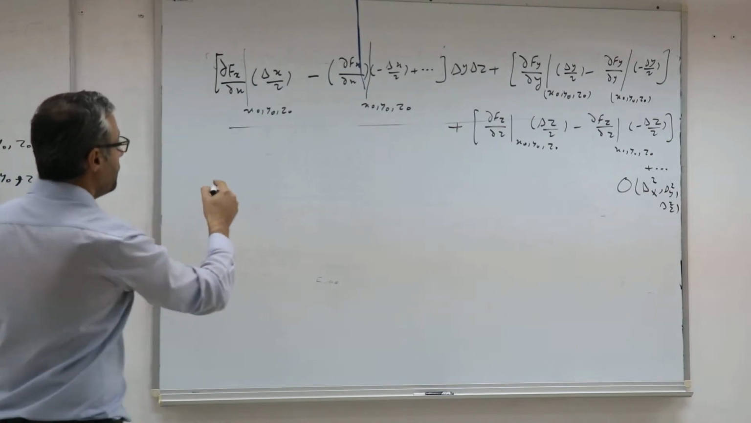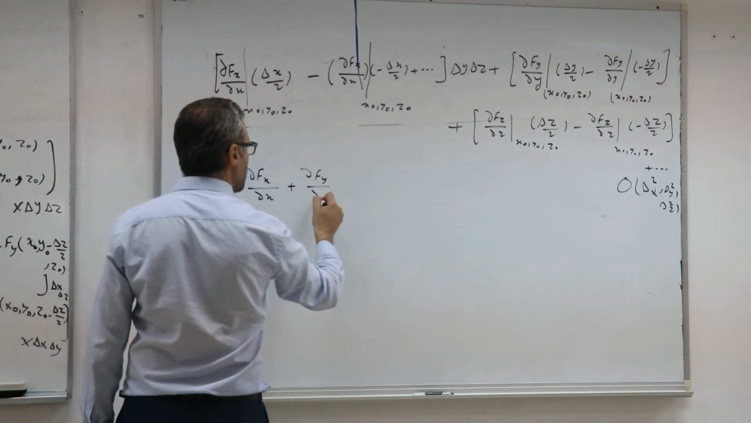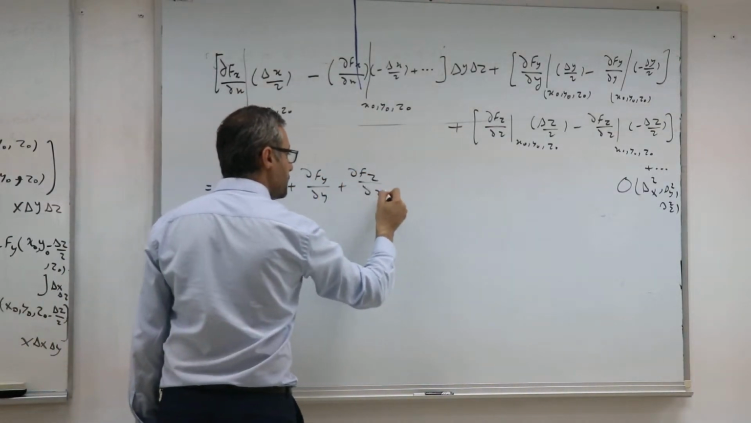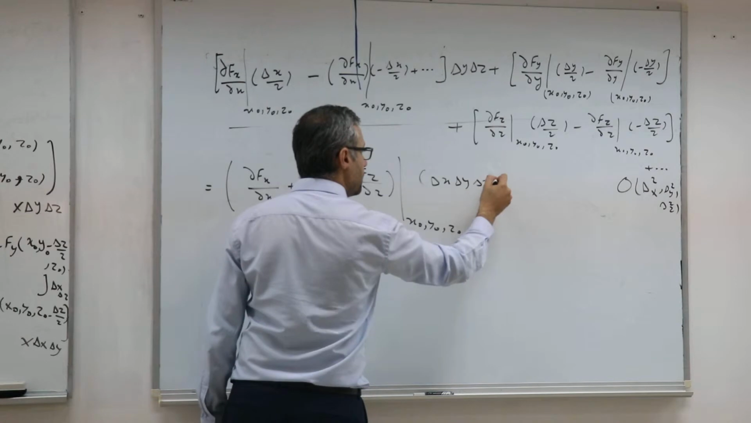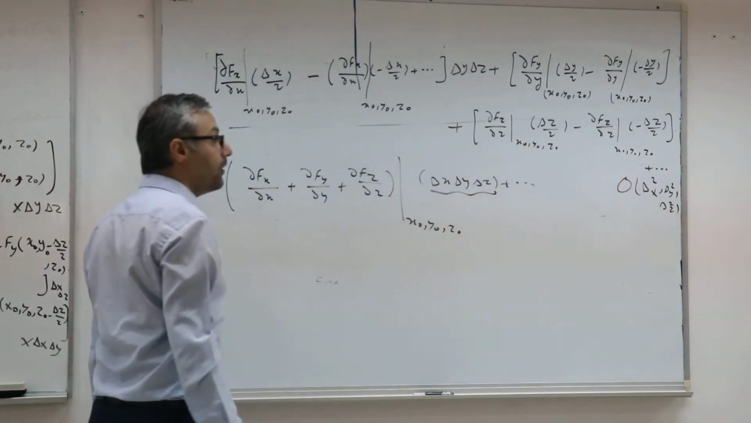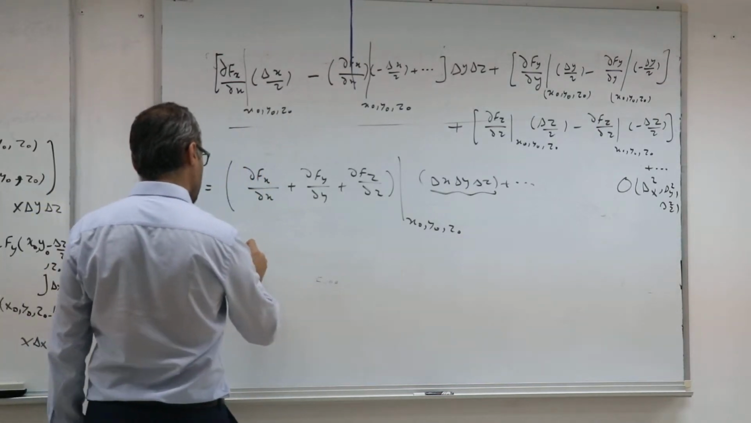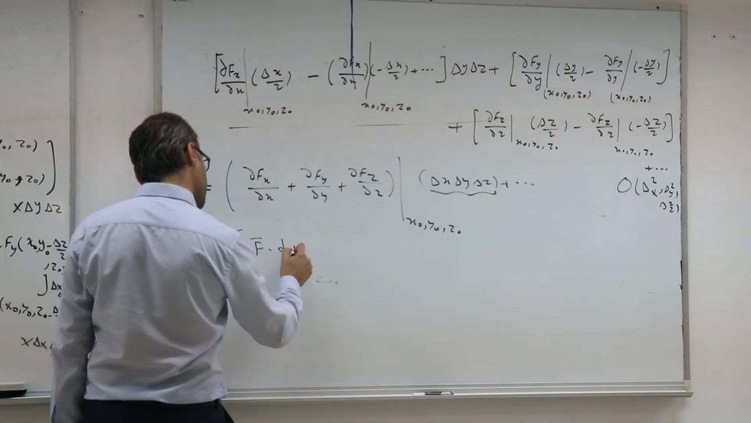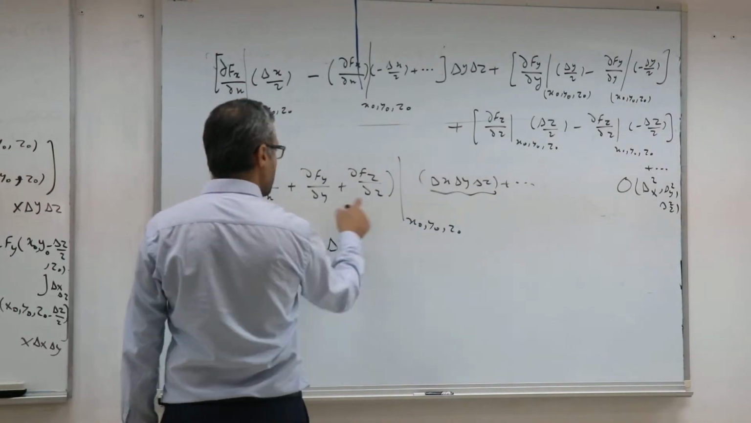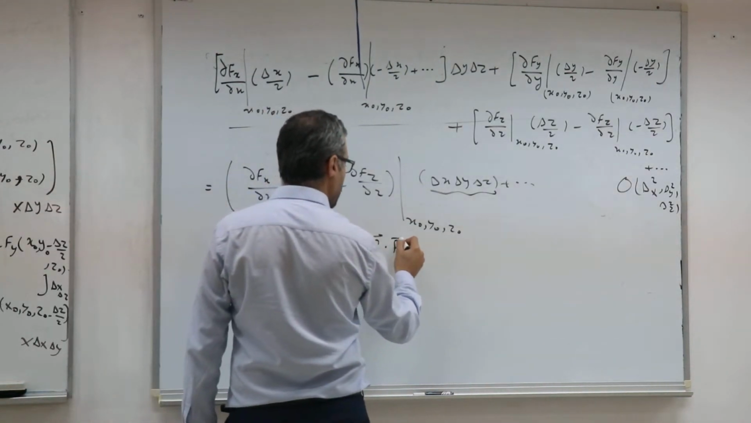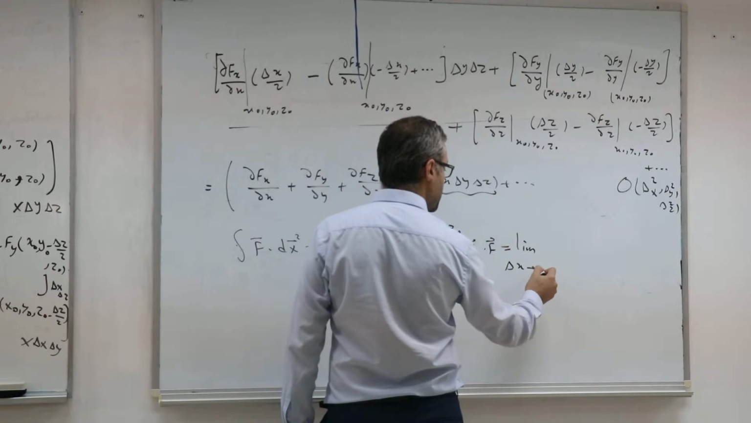And you know what we find? We find that it will be the partial derivative of the x component plus the partial derivative of the y component plus the partial derivative of the z component, evaluated at this point, multiplied by dx dy dz. What is that? This is the volume element, the volume of this cube. So, very interesting. I find the normal flux equals the volume multiplied by the quantity which we call divergence F.